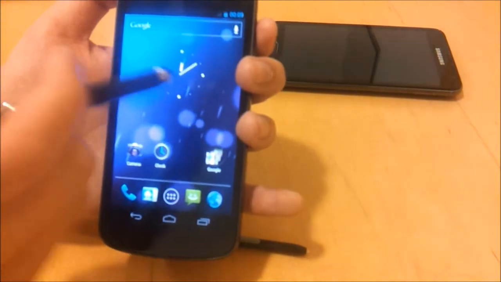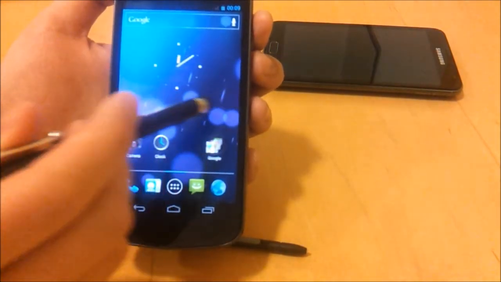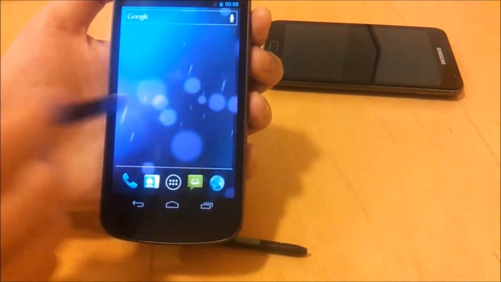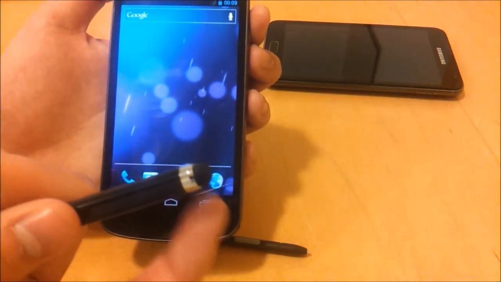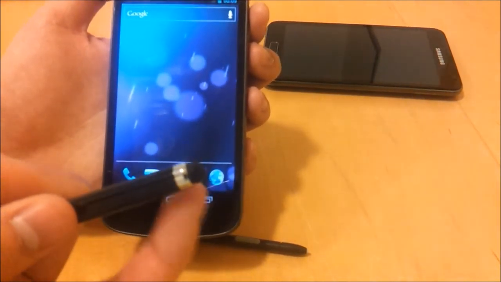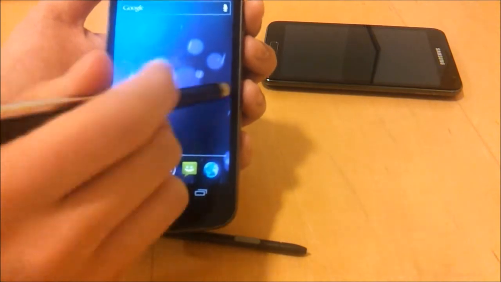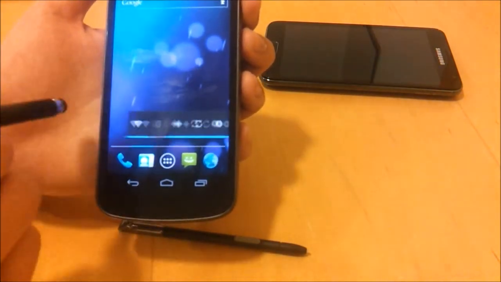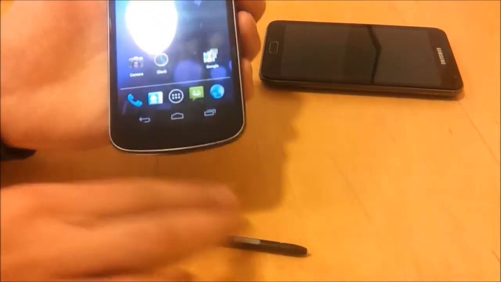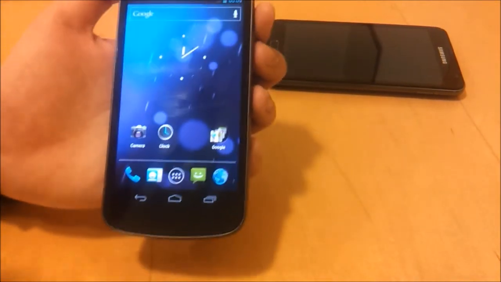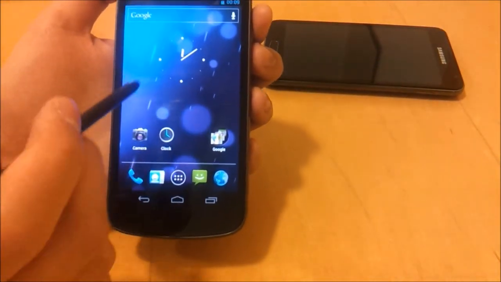If you use a capacitive stylus, you can scroll through all the screens, because it's designed to work with any capacitive screen. Now, if we try the same thing with the S Pen from the Galaxy Note, you'll notice it doesn't do anything at all.